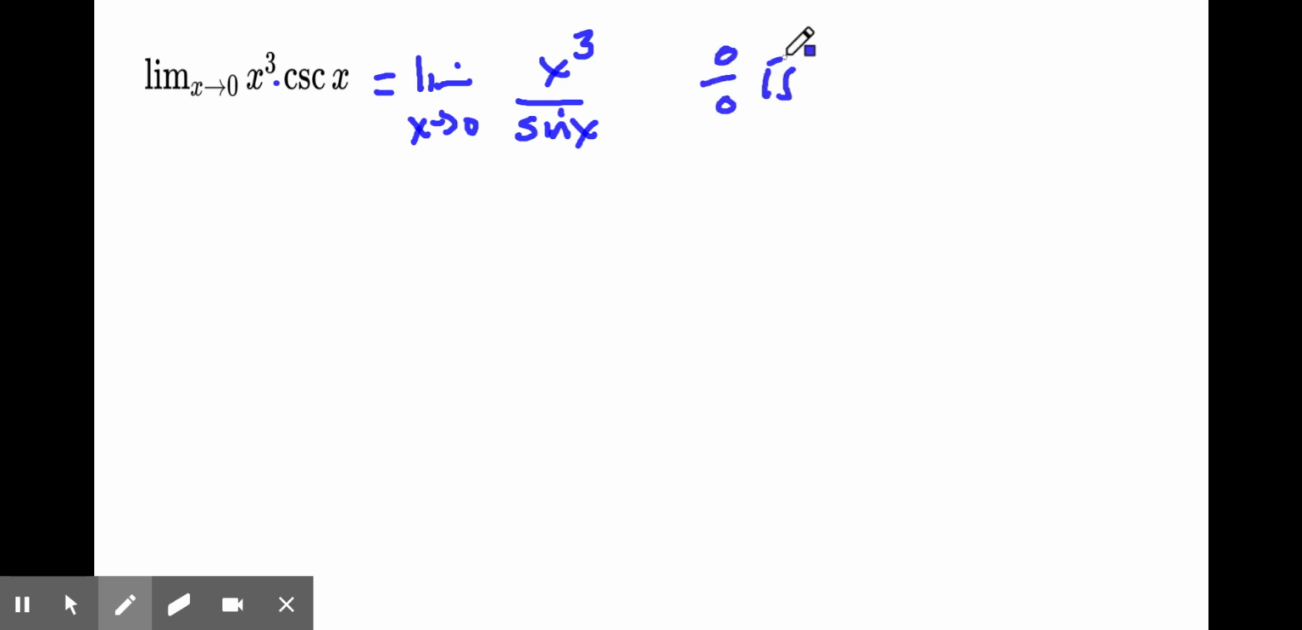Sine 0 is 0. So really what we actually have here, and we can rewrite this in just a second, is x cubed over sine x. And if we get 0 cubed is 0, over sine 0 is 0, 0 over 0 is indeterminate. So L'Hopital's rule applies.